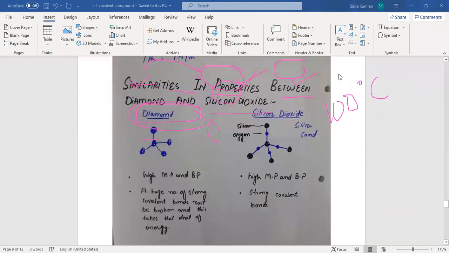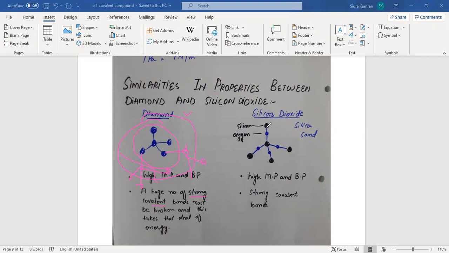Next is, what are the similarities between diamond and silicon dioxide? Here you can see the structure of diamond and silicon dioxide. In a diamond, one carbon atom is attached to 4 other carbon atoms, and this same structure is repeated again and again. Each carbon atom is again attached to 4 carbon atoms. In this way, the structure repeats itself. Due to the strong covalent bonds and the interlocking structure, diamond has a high melting and boiling point. Because of the strong covalent bonds, you need a high amount of energy to break them.